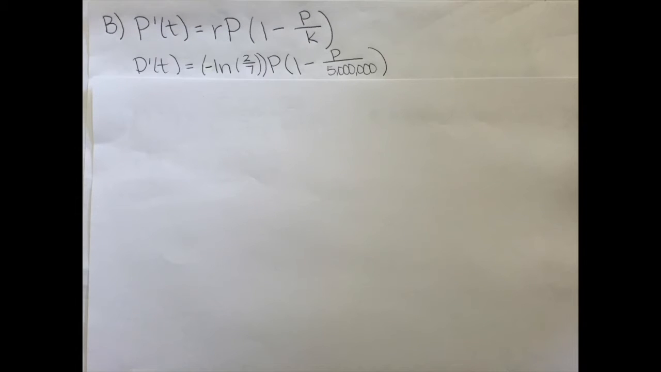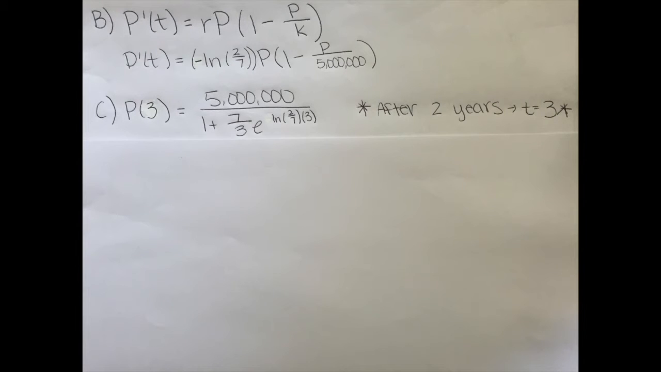So we can plug in negative ln of 2/7 for r and 5 million as the carrying capacity. And that's all we have to do for part B. For part C, we want to find the population in 2 years. This means that t is equal to 3 because the current population is at t equals 1.